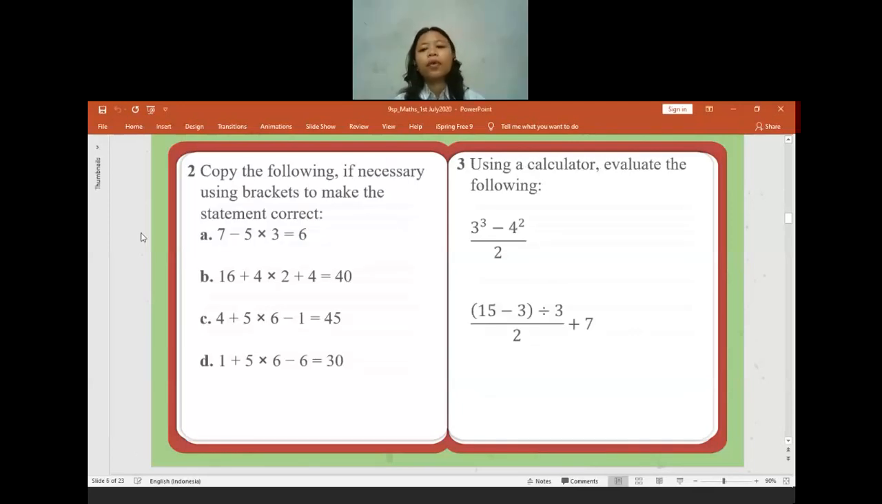We have to put the bracket again. In this question, which part do I have to put the bracket? 7 minus 5. Okay. Is there anyone who is confused? 7 minus 5. Okay, agree. For question B, where do I have to put the bracket?